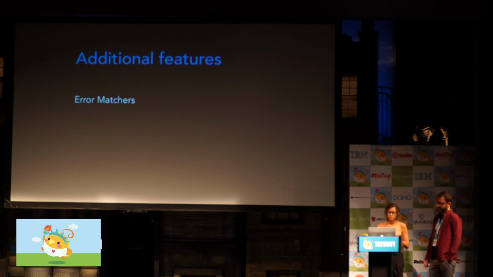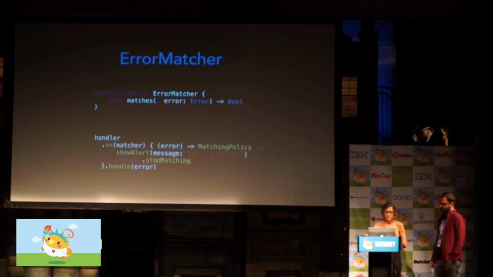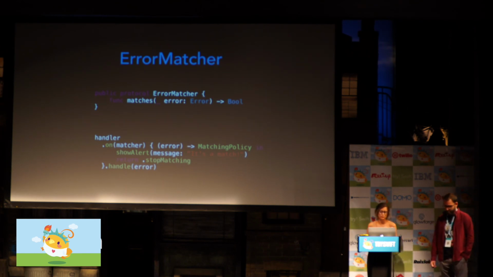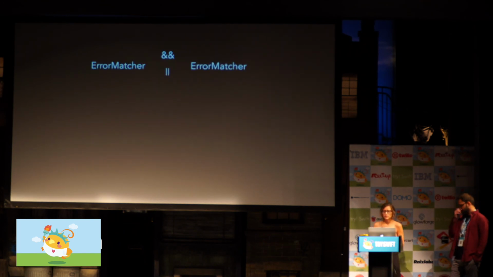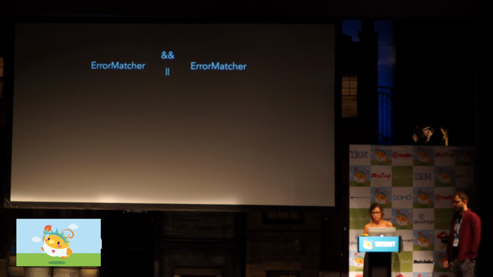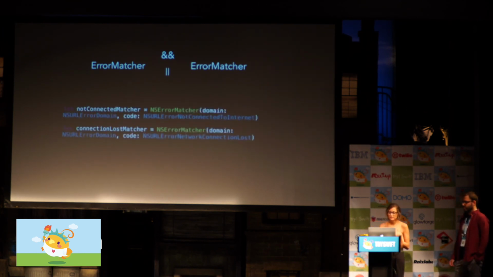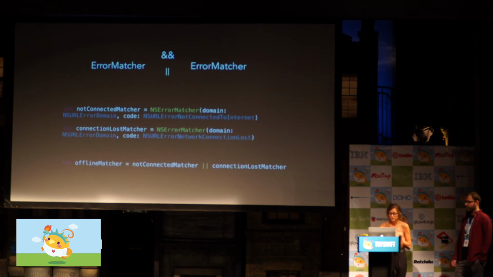Some additional features are error matchers. Error matchers are an alternative to matching closures that are used to match errors with actions. So an error matcher is basically a protocol with only one function, the matches function, that returns a Boolean value. Error matchers are very useful when we want to reuse the matching logic across the app. And error matchers can be combined with and or operators. So for example, we can create a not connected to internet matcher and a connection lost matcher and combine them in order to create the offline matcher.